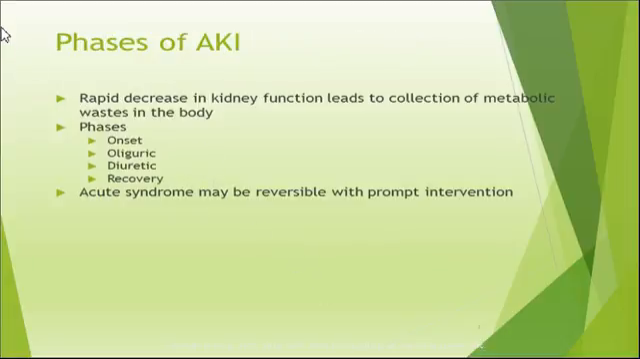So, phases of acute kidney injury. There are several phases of AKI, which start with a rapid decrease in kidney function that leads to a collection of metabolic waste in the body. That's basically what AKI is. The first phase is the onset of the AKI. You have a reduction in the blood flow to the kidneys for any number of reasons, traumas, surgeries. There may not be a drop in the blood pressure.